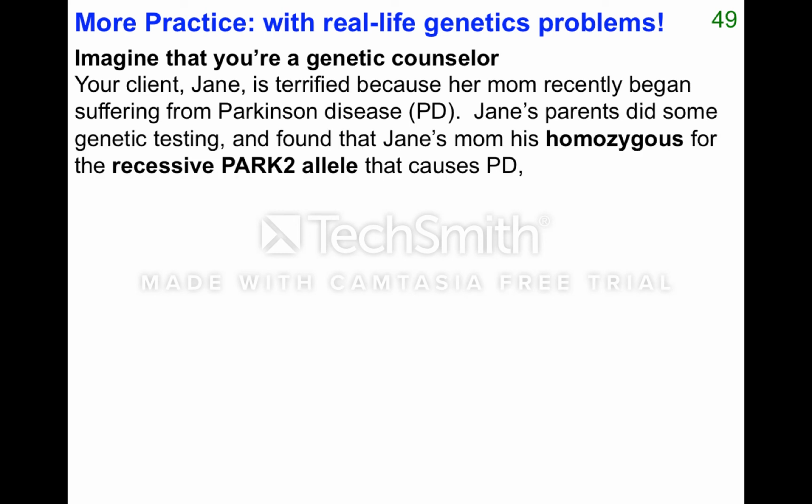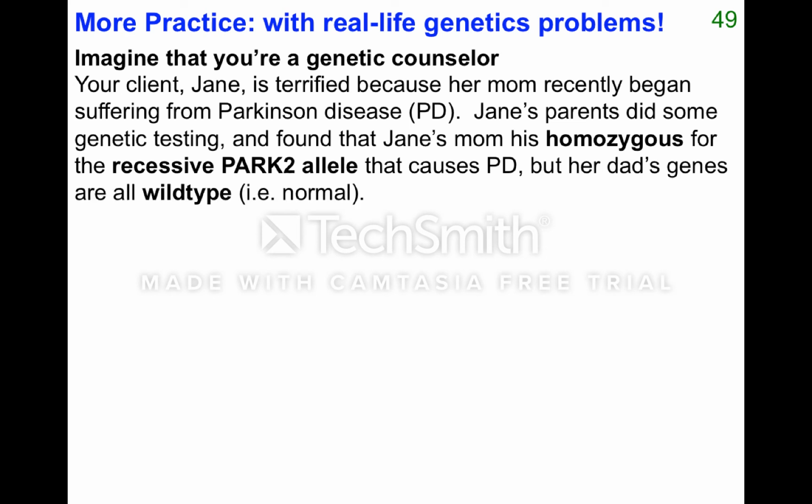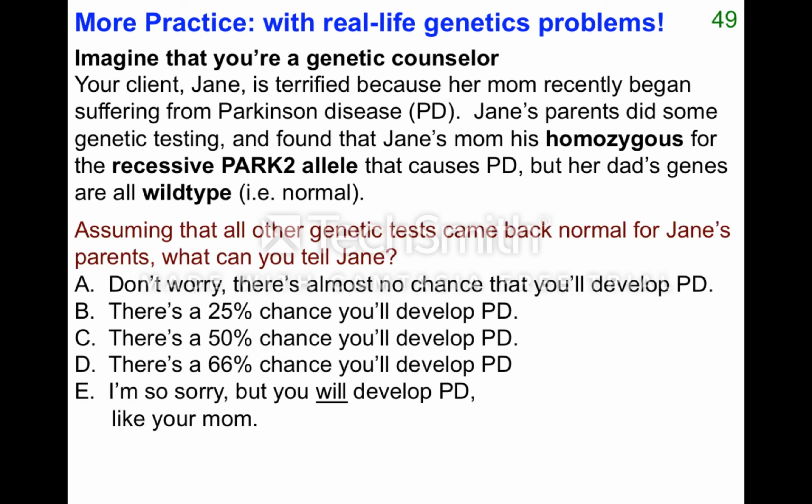Right? Now, Jane's parents did some genetic testing and found that Jane's mom is homozygous for the recessive Part2 allele. Okay, so it's a recessive allele. Because she has Parkinson's disease caused by this particular allele, she must have 2 bad copies of it. So she's homozygous for the recessive allele that causes Parkinson's disease. Thankfully, though, her dad's genes are all wild type, meaning fully normal. Okay, so assuming that other genetic tests came back normal for Jane's parents, meaning that there's not some other allele that can cause Parkinson's disease as well to confuse this picture, let's say we're only looking at the Part2 gene, right? What can you tell Jane? All right. So pause now, think about it, and commit to an answer.